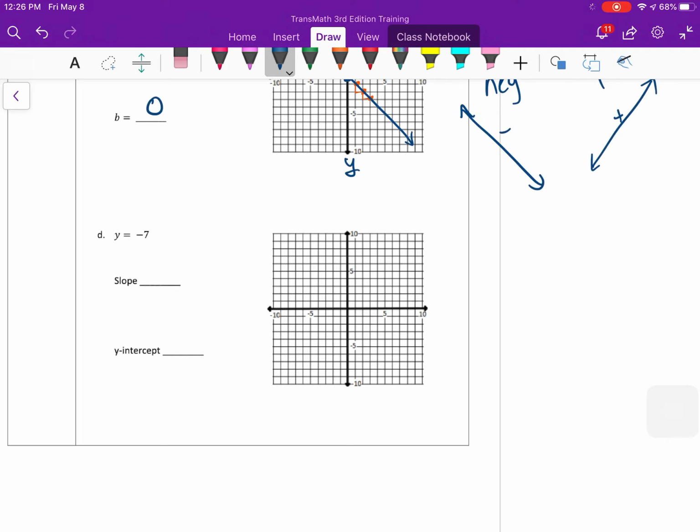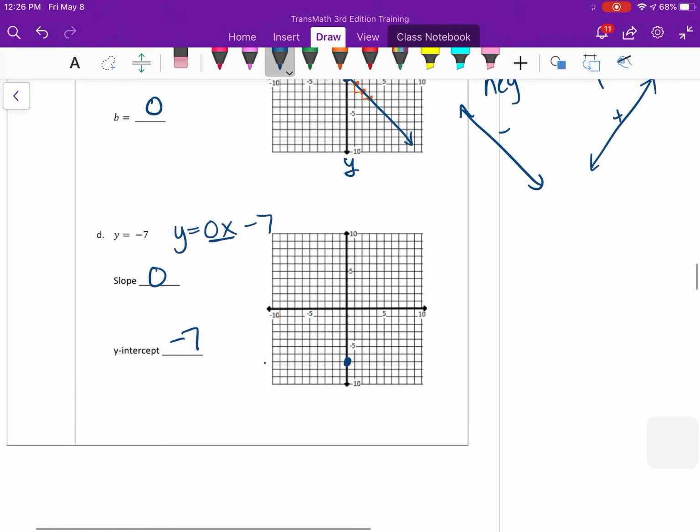This one, y equals -7, is a special case. Notice that there is no x. This is the same thing as 0x minus 7, because 0 times x is just 0, and 0 minus 7 is -7. So this means it has a slope of 0 and a y-intercept of -7. So we go from the origin down 7, and then a slope of 0. So up 0 over 0 is just going to be a horizontal line. Slope of 0 is a flat line.